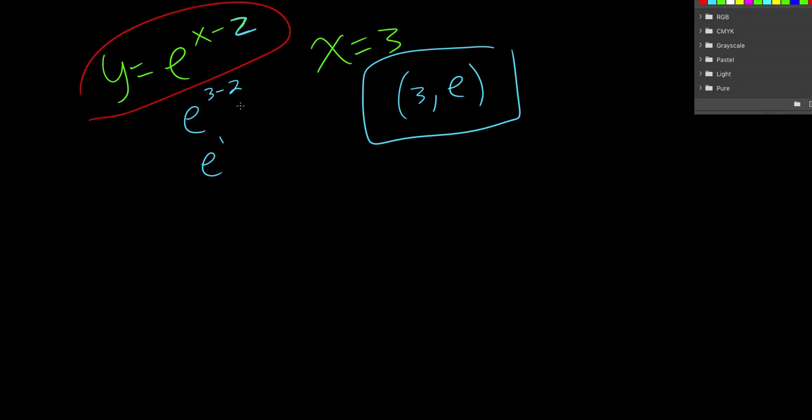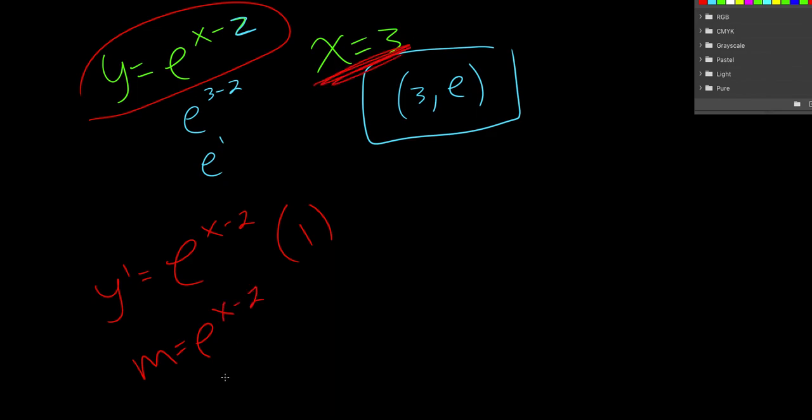Now we need to take the derivative of this. And so if you remember, derivative of e to the x is e to the x. So we just say e to the x minus 2. And then we times it by the derivative of the inside, which is just 1. And so our tangent slope is e to the x minus 2. Now we're going to plug in this value and do e to the 3 minus 2. So that's just e. So the regular slope, or the tangent slope, is just e.